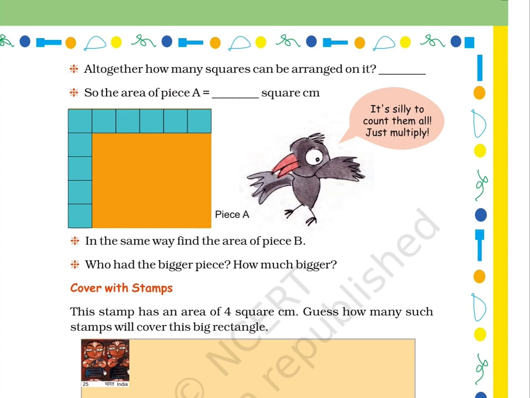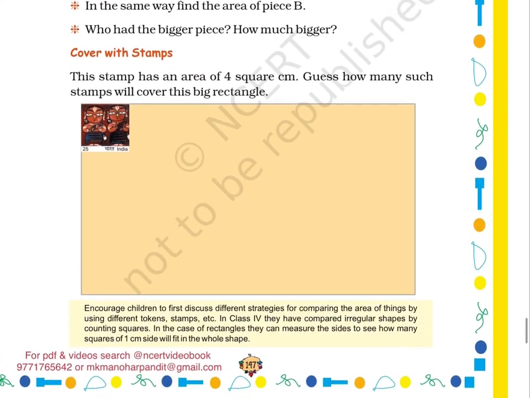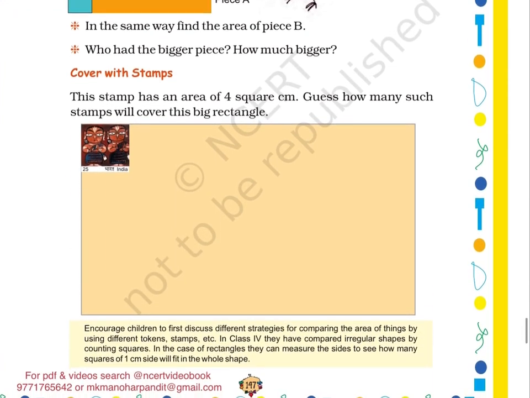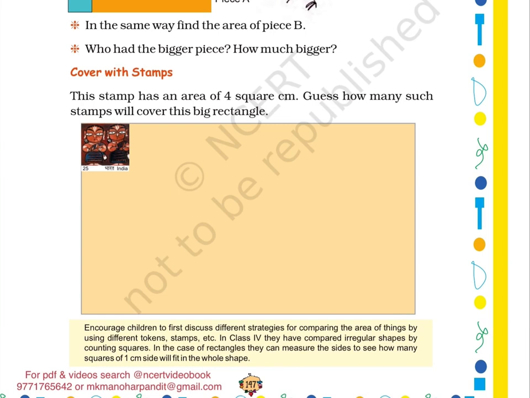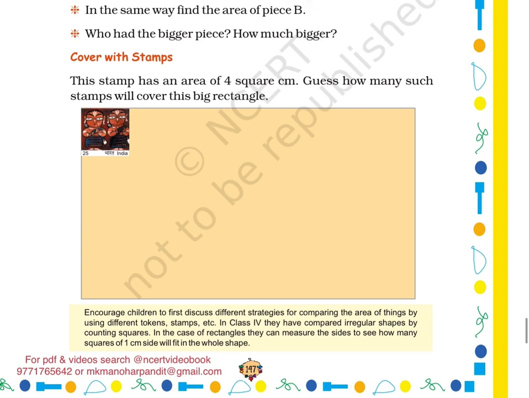How much bigger? Cover with stamps. This stamp has an area of 4 square centimeters. Guess how many such stamps will cover this big rectangle? Given here is a big rectangle, and on one corner of it, in the top left side, we see a stamp with an area of 4 square centimeters.